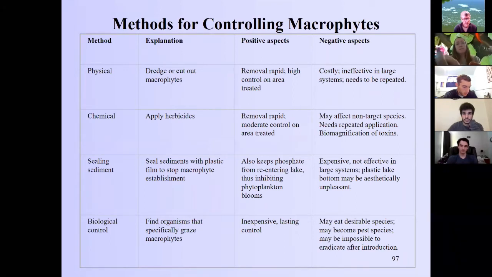And then the biological control, which was the grass carp we talked about, can be inexpensive, but they can be pest species and impossible to eradicate after introduction. So there's that toss-up, and eventually herbicides will go away, but an invasive species you can't get rid of once it's really well established. It's very few cases where that's worked.